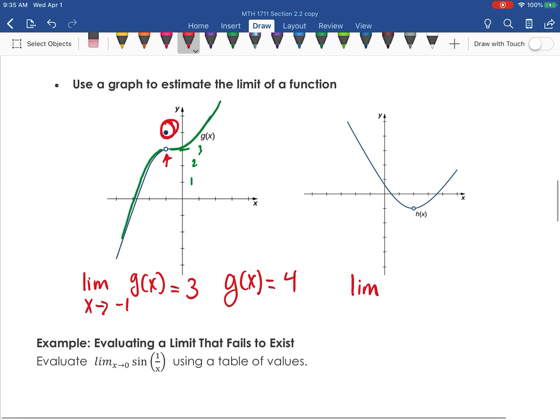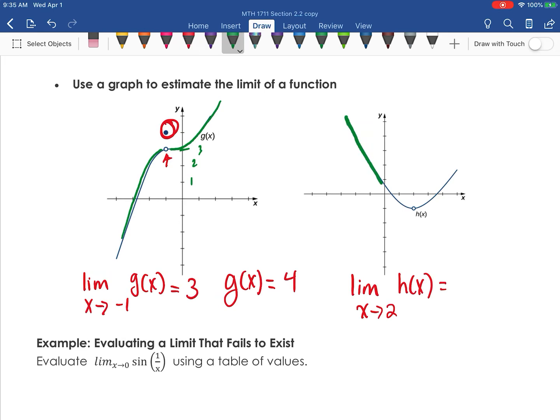Okay, same thing for the second graph. If I want to find the limit as x approaches 2 of h of x, I'm going to look to see, when I trace it, coming from the left, I'm getting closer and closer and closer to -1. Coming from the right, I'm getting closer and closer and closer to -1. So I'm going to estimate that the limit as x approaches 2 of h of x is -1.